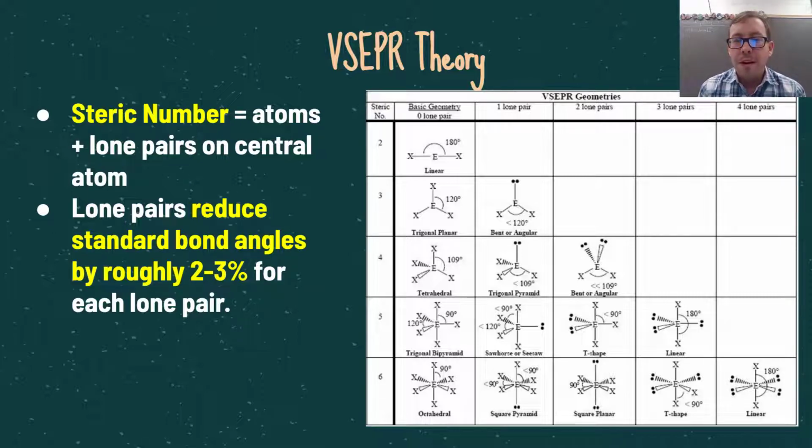Well, let's say instead of having 3 atoms, we have 2 atoms and a lone pair attached to it. That lone pair of electrons actually repels those atoms more so than another atom would. So as a result, we get a bond angle that is less than 120. In fact, it's typically around 117 degrees, about 3% less than 120 degrees.